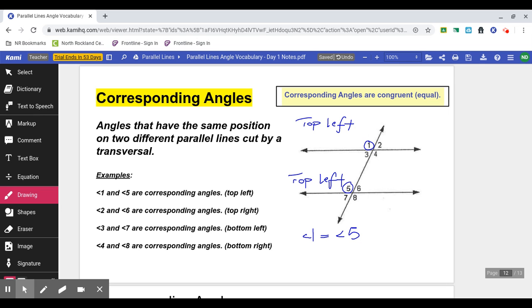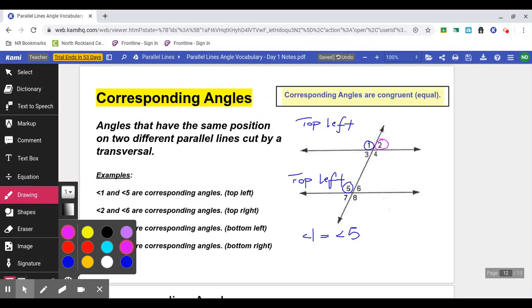Okay, now let's look at our first parallel line and look at angle 2. Angle 2 is located on the top right. Okay, so now I want to look on the second line and find which angle is also on the top right. Well, that angle on the second parallel line is angle 6, making angle 2 and angle 6 corresponding angles. So angle 2 is also equal to angle 6.